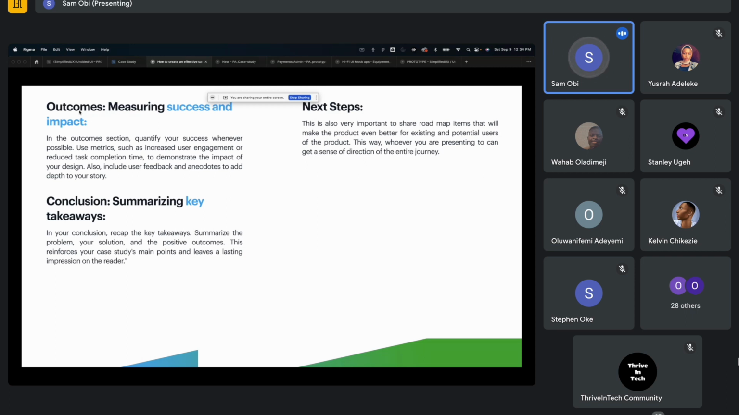Again, I talked about next steps here because this is very important: share roadmap items that would make the product even better for existing or potential users of the product. This way, whoever you are presenting to can get a sense of direction of the entire journey.